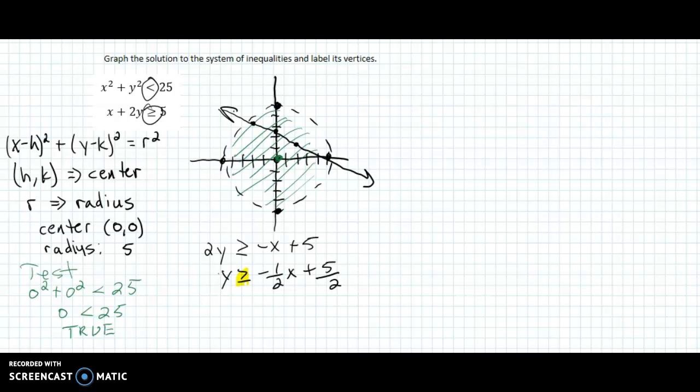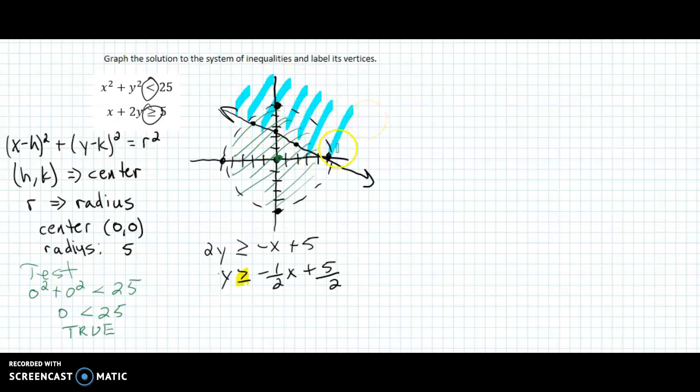And then we want to shade above. The best way to do a line is to use the y equals shortcut. So if it says you solve for y equals, or in this case y is greater than or equal to 0, then you go to the y-intercept, and if y is greater than, you shade above. And so we're going to shade up here. Let's highlight. And you would highlight everywhere above the line.